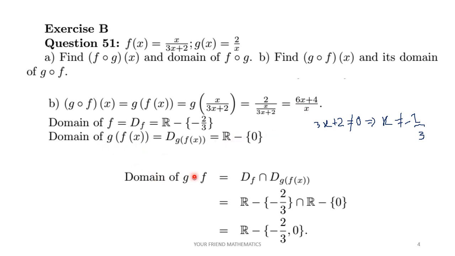Now the domain of g composition f is the domain of f, the first function applied on x, intersection the domain of g of f of x. So we put its values. Here we take the intersection of all real numbers except minus 2 by 3 and all real numbers except 0. So we exclude these points and the domain of g composition f is all real numbers except minus 2 by 3 and 0. I hope you understand composite function, and by these useful formulas you can now easily find the domain of composite functions.